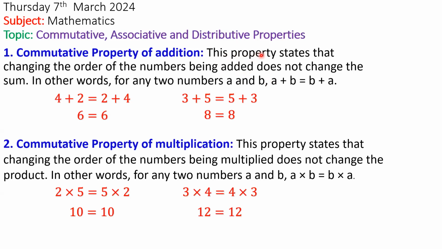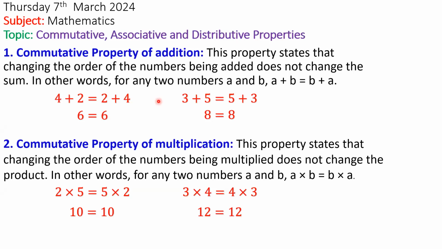This property states that changing the order of the numbers being added does not change the sum. In other words, for any two numbers A and B, A plus B equals B plus A. Very good. A plus B is the same thing as B plus A. So when you are adding numbers, you could change the order and you still get the same answer.